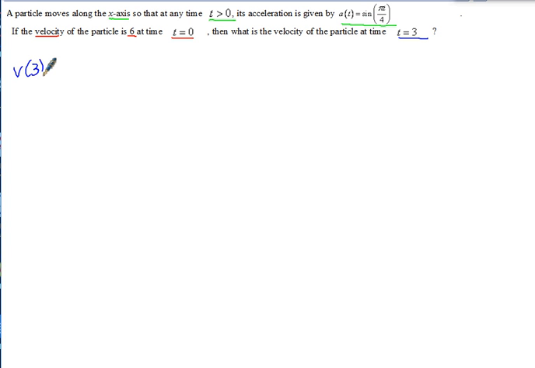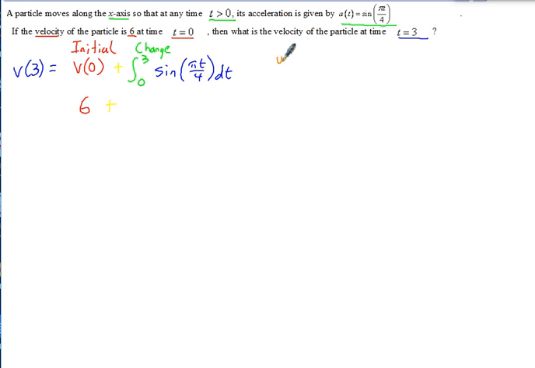So v of 3 equals the initial one we're given, the velocity at time 0, so v of 0, plus the change, which would be the integral from 0 to 3 of the derivative of this function, and the derivative of velocity is acceleration. So sine of pi t over 4. V of 0, we know the velocity is 6. Plus, this time notice we've got sine of pi t over 4, so there is a function inside. So this one will require u substitution.